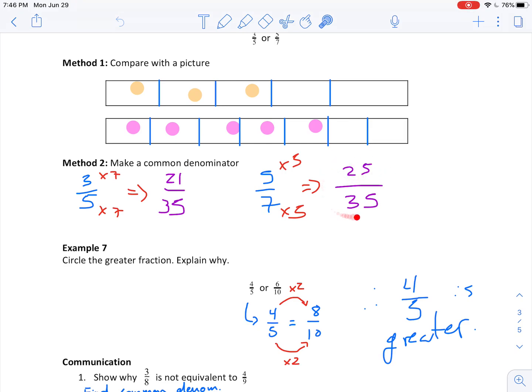So now that I can compare these, because they have the same denominator, it's easy to determine which fraction is larger. There are more here because the numerator is larger. 25 is larger than 21.